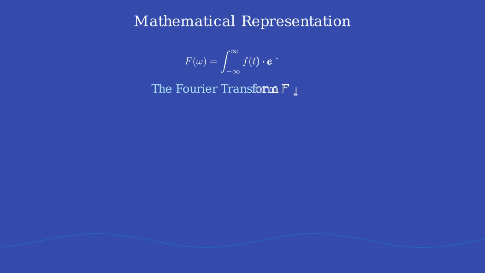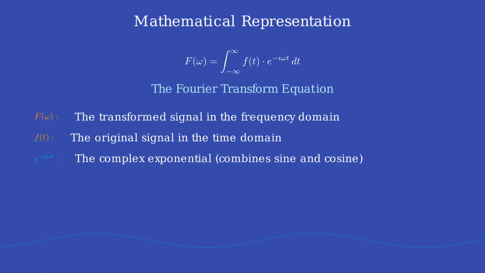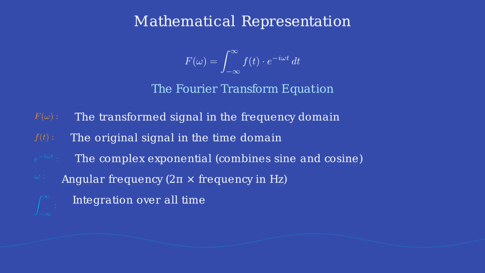For a continuous time signal, the Fourier transform provides a mathematical way to convert a signal from the time domain to the frequency domain. Let's break down what each part of this equation means. F(omega) represents the transformed signal in the frequency domain. The e to the negative i omega t is a complex exponential function that combines sine and cosine waves to analyze frequency components. Omega represents the angular frequency, which is 2 pi times the frequency in hertz. And the integral from negative infinity to positive infinity means we're looking at the entire time span of the signal.